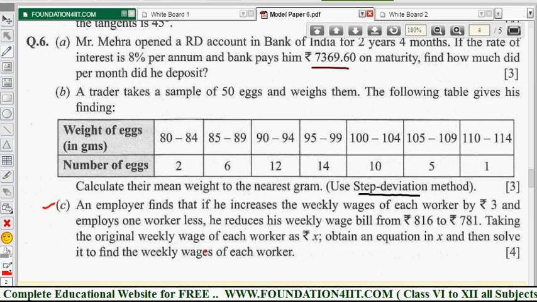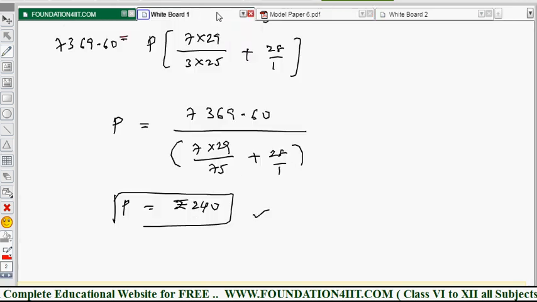So taking the original weekly wages to be x. We only mentioned we should take x, obtain an equation in x and solve it to find the weekly wages of each worker. So let us take the present weekly wages of each worker as rupees x and we will solve this problem.